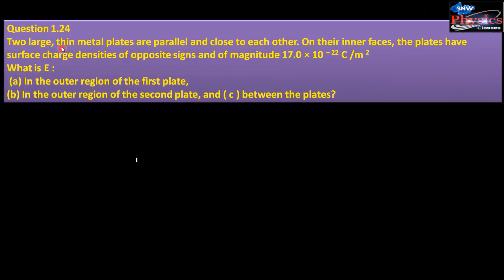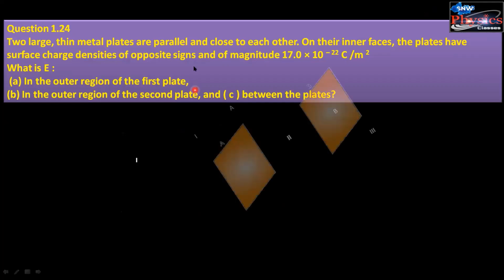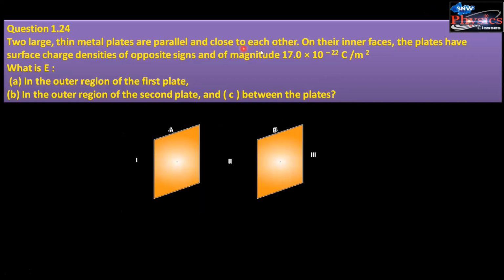Question number 1.24. Two large thin metal plates are parallel and close to each other. ठीक है, यहाँ पे दो plates हम लोग thin metal plates लिए हुए हैं. Okay, they are placed parallel and close to each other. दोनों को हम लोगों ने parallel रखा और दोनों एक दूसरे के बहुत close हैं. On their inner faces, the plates have surface charge density of opposite sign and of magnitude 17.0 into 10 to the power minus 22 coulomb per meter square.